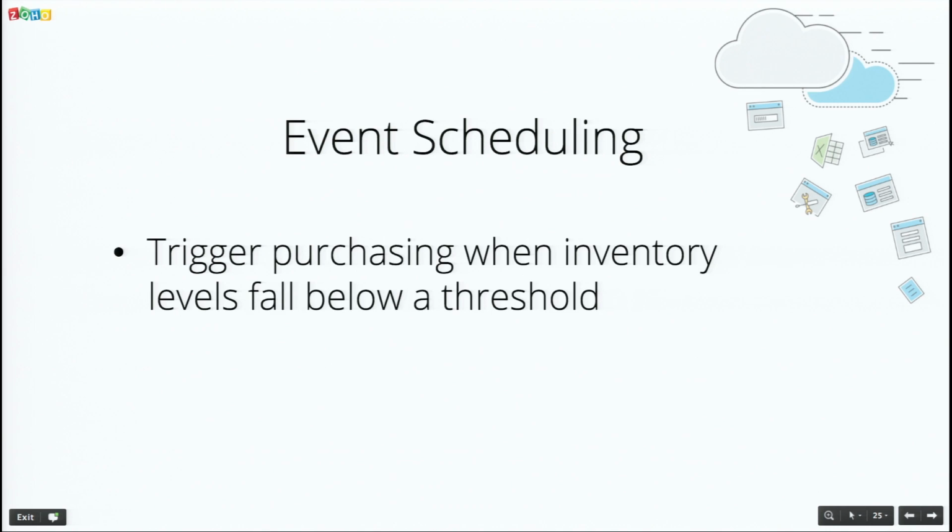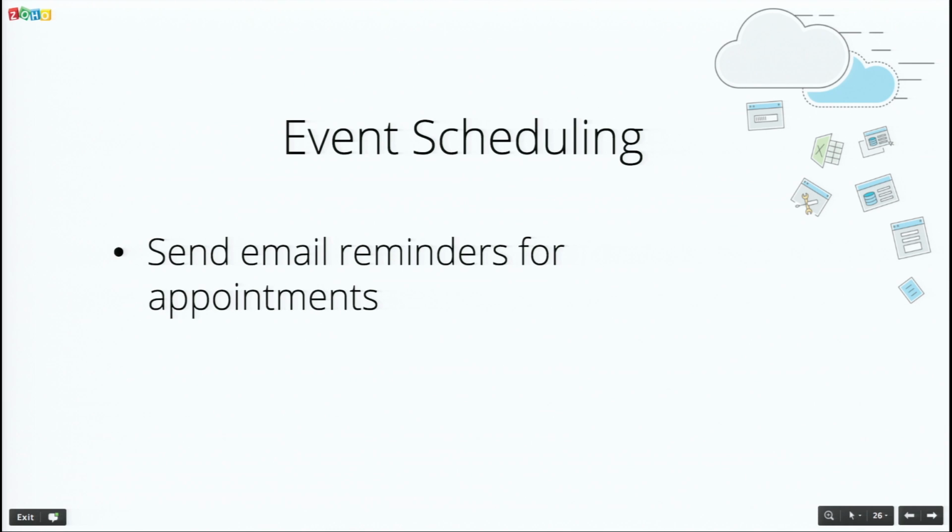Event scheduling. You can use the dates that people enter in your form to trigger other actions. Maybe you need to trigger a purchase when your inventory gets low, so every few weeks you remind yourself that you're going to buy some more inventory. You can send email reminders for appointments. Maybe somebody signs up for an appointment and says, I want to do it on this day at this time, and you'll send out an email that automatically goes to them a day before, so they know to come.